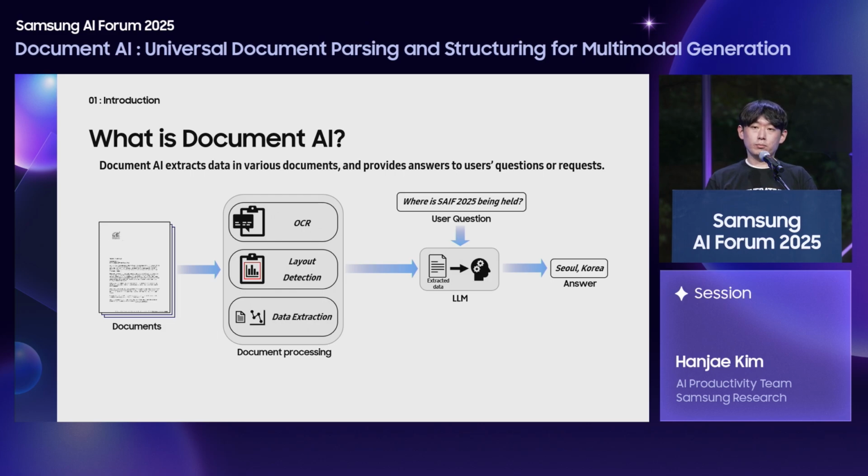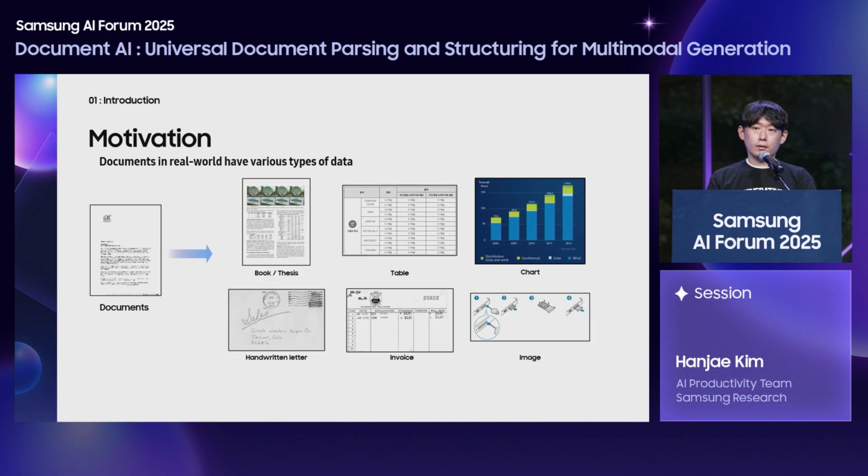Document AI can be defined in various ways. As we see it, Document AI refers to a technology that acquires diverse information within documents through document processing and then delivers this information to an LLM to generate answers. The goal of Document AI is to contribute to improving internal productivity by reducing the amount of time users spend searching for information.